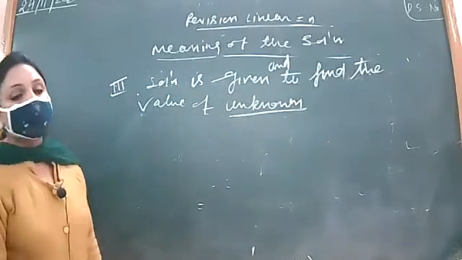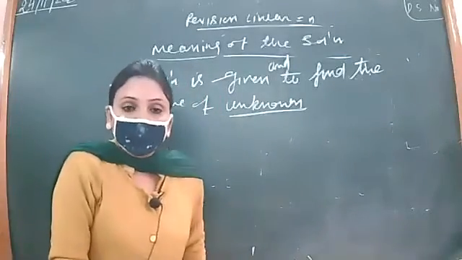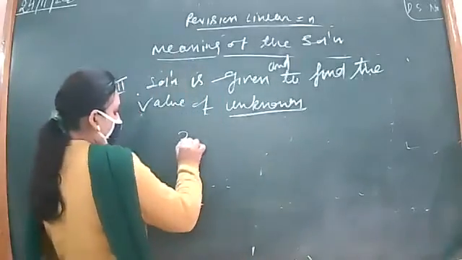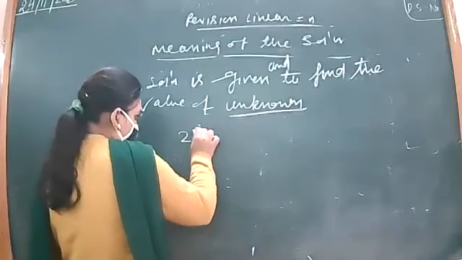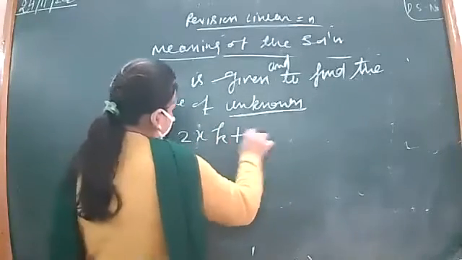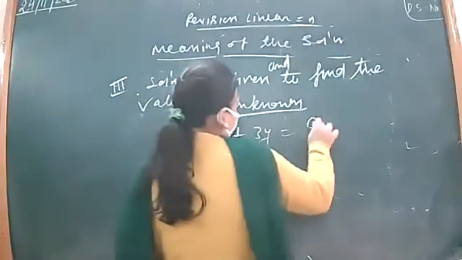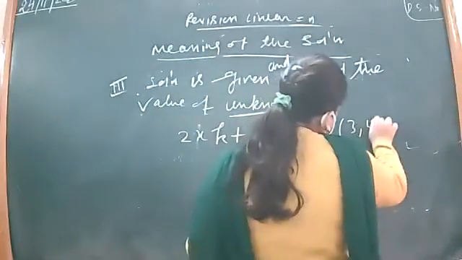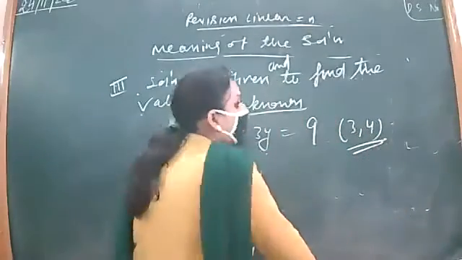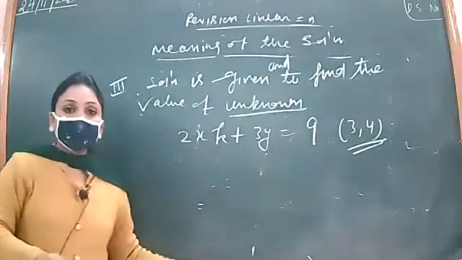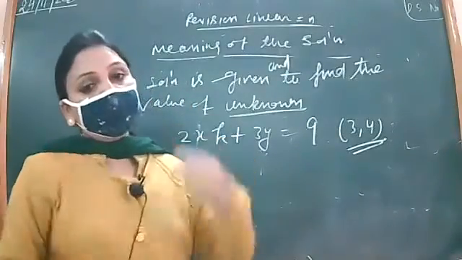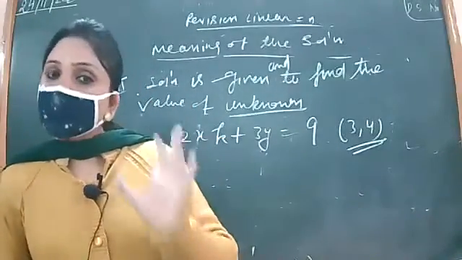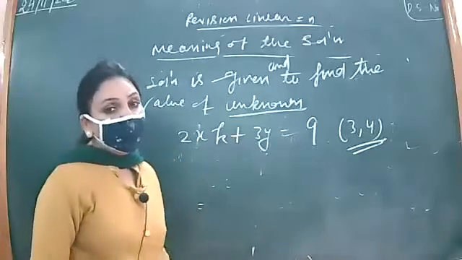We are given the solution and we have to find the value of the unknown. Suppose we are having an equation 2xk plus 3y equal to 9, and it is given that (3, 4) is the solution of the equation. On the basis of this, we want to find the value of the unknown.